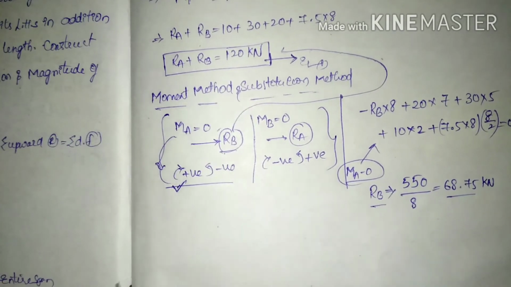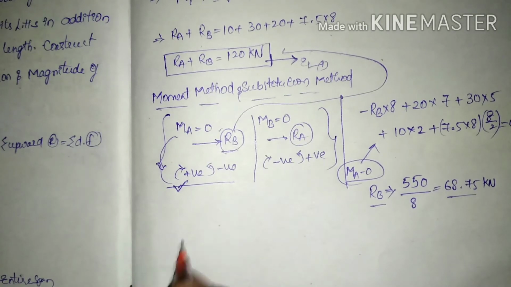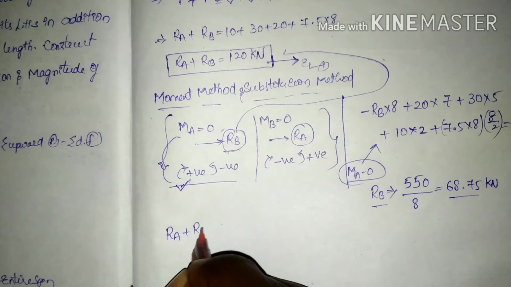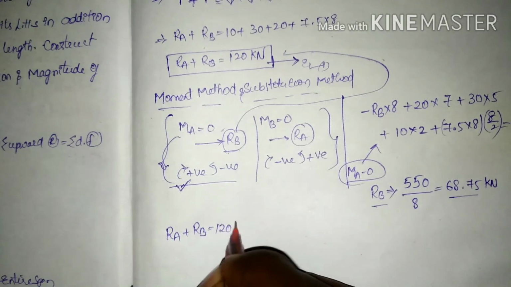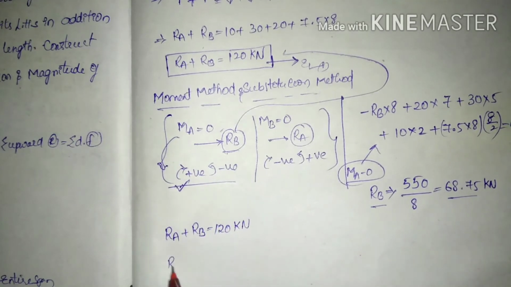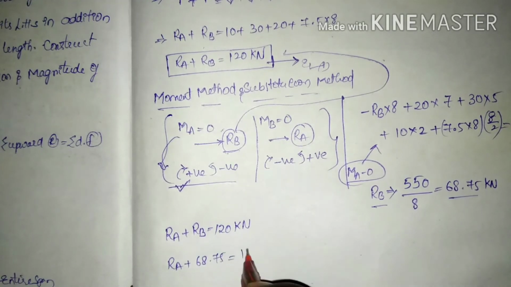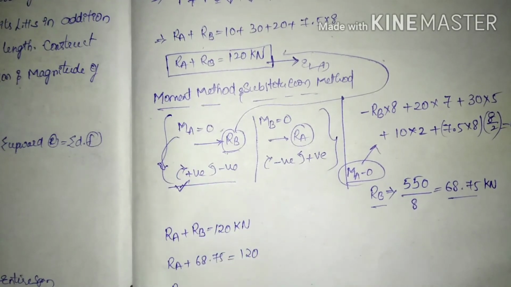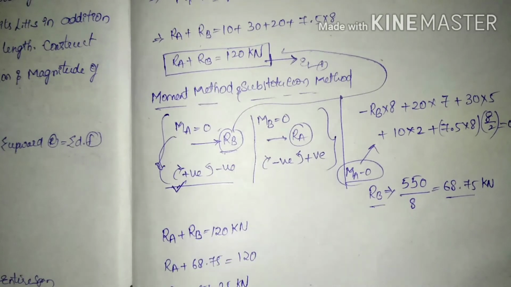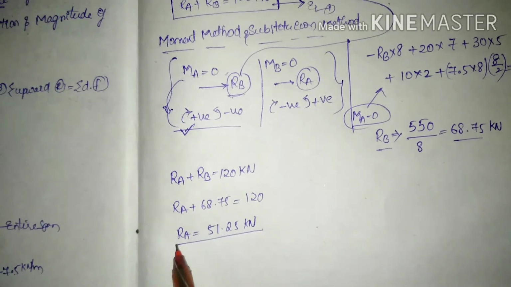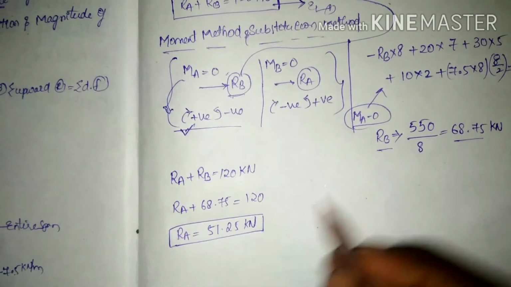Substitute the value of RB in equation 1 to get the value of RA. RA plus RB is equal to 120 kilonewtons. Then RA plus 68.75 is equal to 120, so RA will be 51.25 kilonewtons. These are the individual reactions of RA and RB.